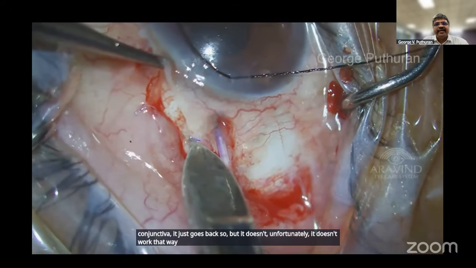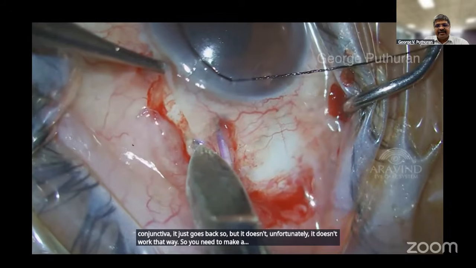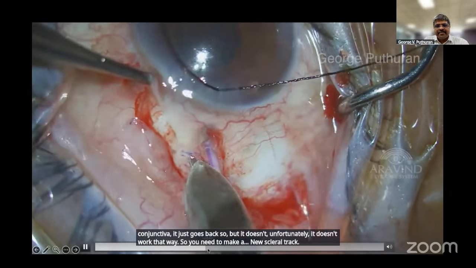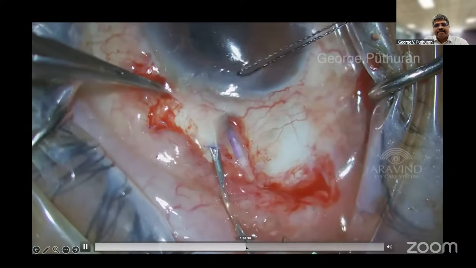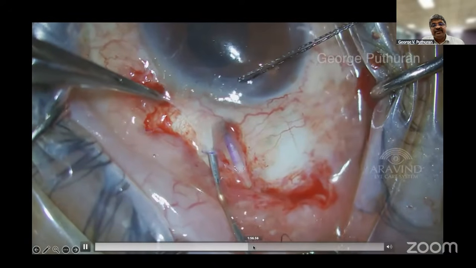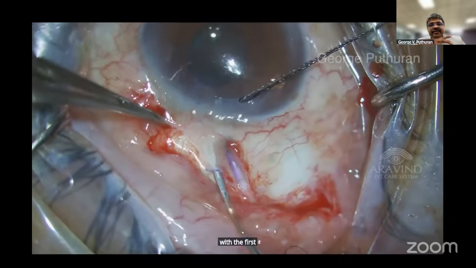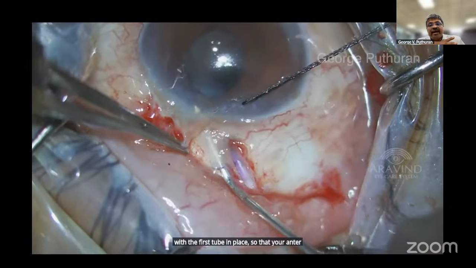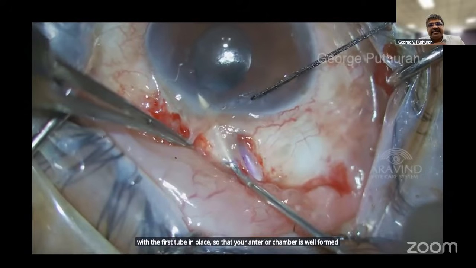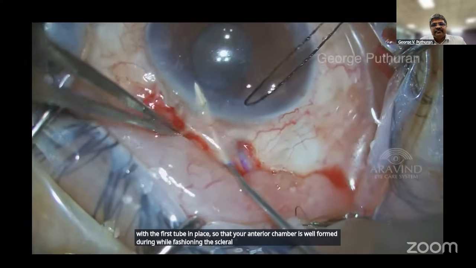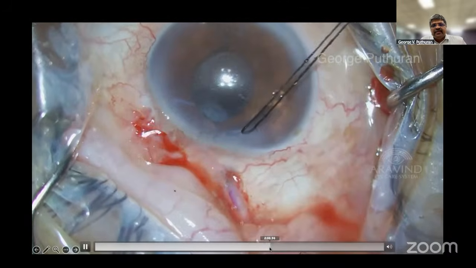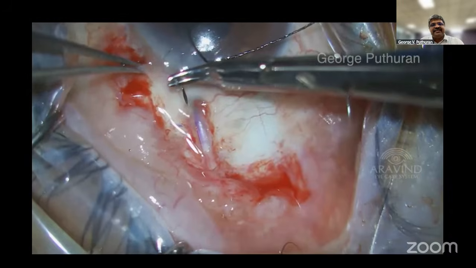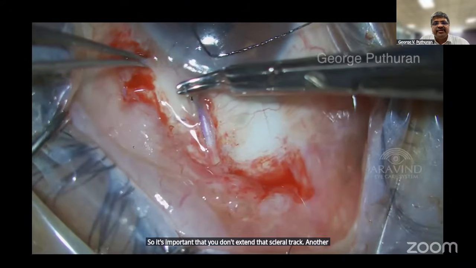So you need to make a new scleral track with the first tube in place so that your anterior chamber is well formed while fashioning the scleral track. It's important that you don't extend that scleral track.